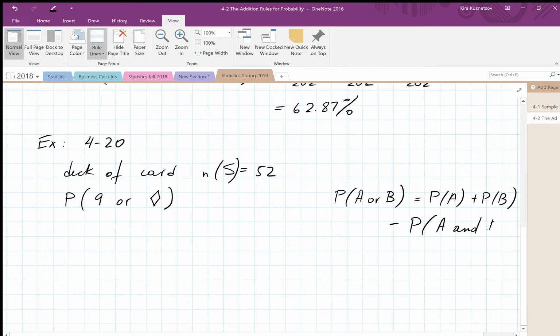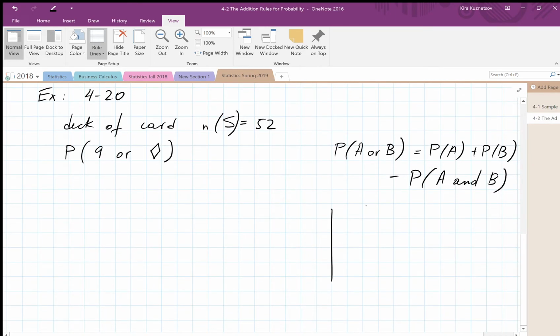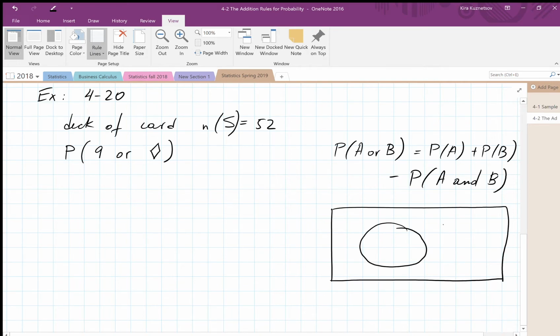We'll write it as an AND. Now this particular rule makes a lot of sense if you draw this as a Venn diagram. If this is your A and this is your B, so I'll label this as a probability of A versus a probability of B, what you have is this intersection.